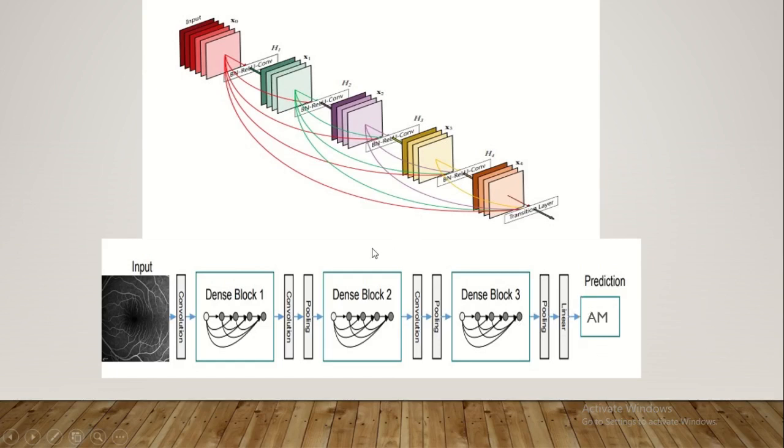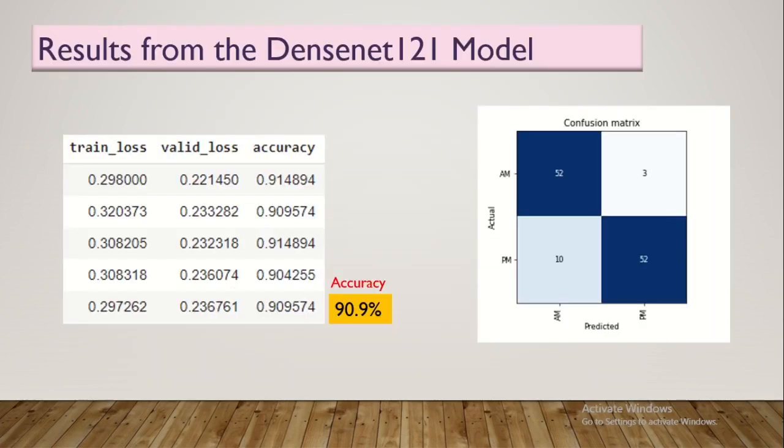So after training my data on this particular DenseNet 121 architecture, I got nearly 90.9% accuracy, which is far better than the previous accuracy of nearly 66% that I got. So the DenseNet 121 model was successful because we have a small amount of data.